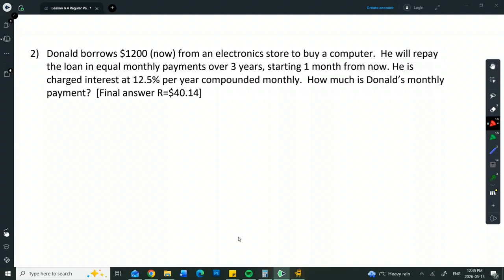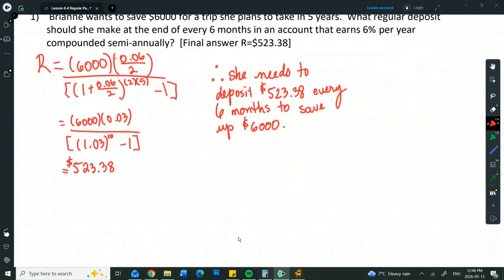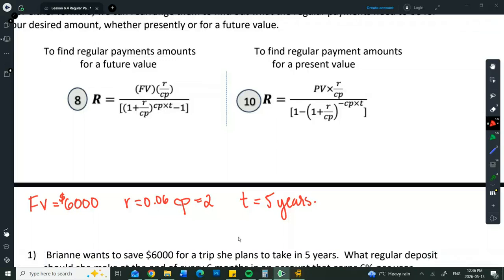Okay, so this will be the present value one. So we have present value. R is obviously unknown, that's what we're trying to find, big R. Little r, CP, and T for this one. So what can you fill in? Yep. Perfect. Great.